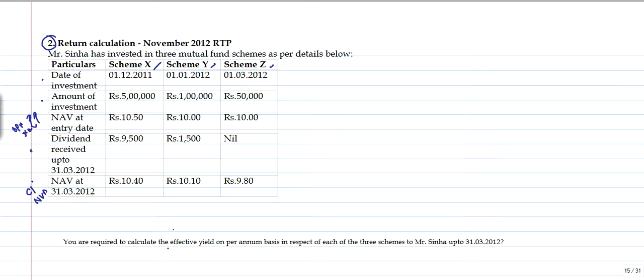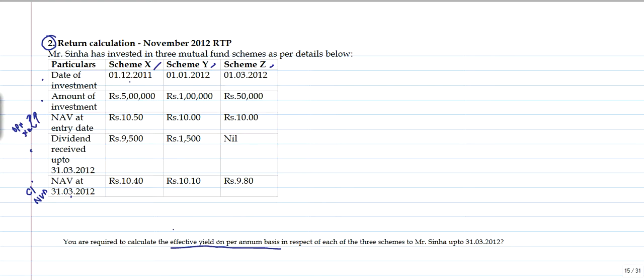You are required to calculate the effective yield on a per annum basis in respect of each of the schemes to Mr. Sinha up to 31st March 2012. See, December started, ended with 31st March. Here comes around 4 months.